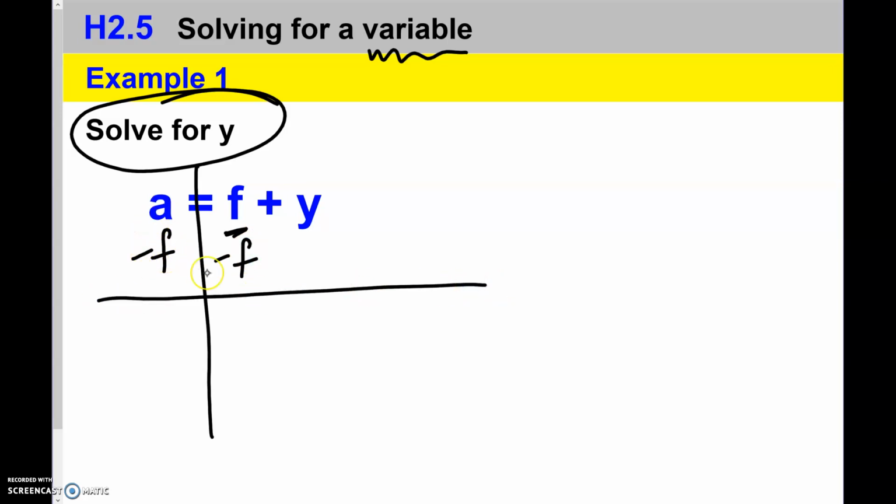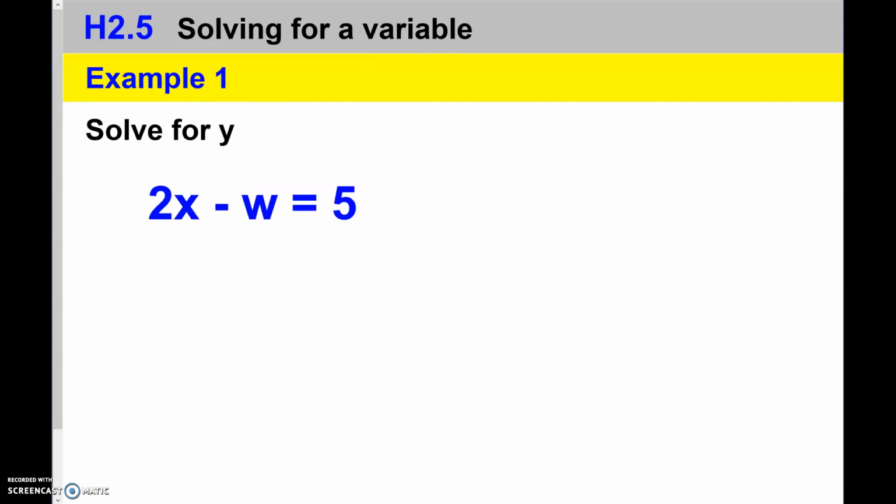Now, a and f are not like terms, so we cannot combine them. So I just have to write a minus f, and over here these f's cancel out, and we're left with y. Do we have y all by itself like they asked us to? And we sure do, so y equals a minus f. I know we like to give just a plain old number, but in this particular case we can't, because all we have are letters. So y equals a minus f.